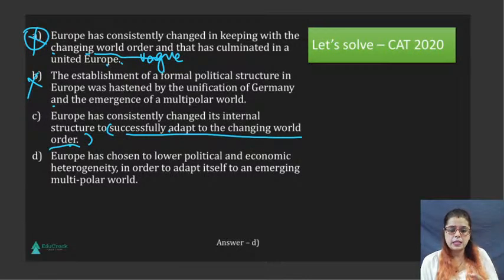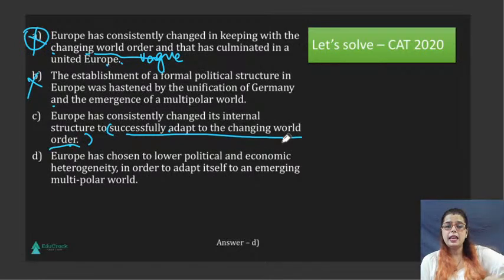The essence of the passage is that what Europe is doing is that it is trying to change the political system that they have put in place in different countries. They're trying to unify Europe with respect to currency. They're trying to reduce the differences in Europe so that they can adapt to the emerging multipolar world.